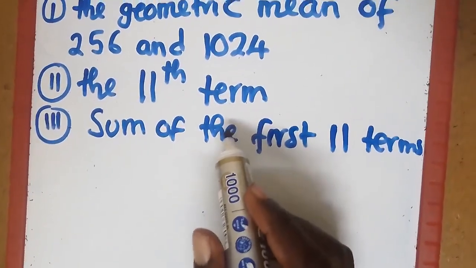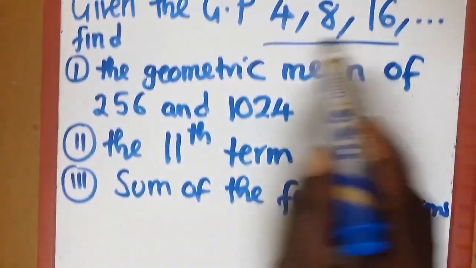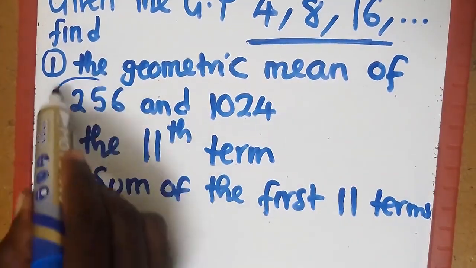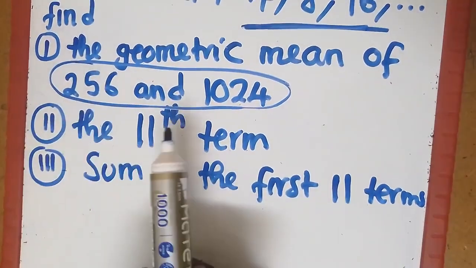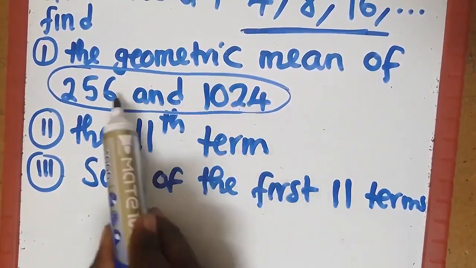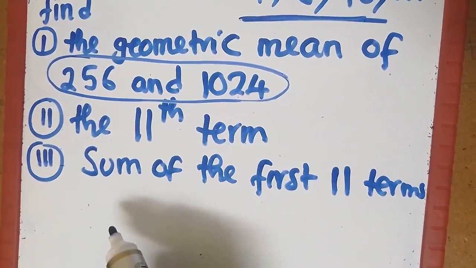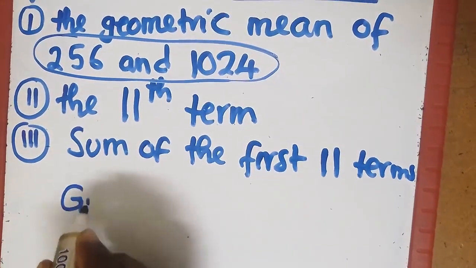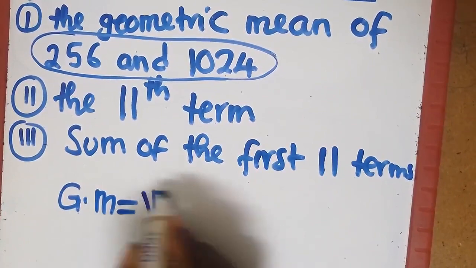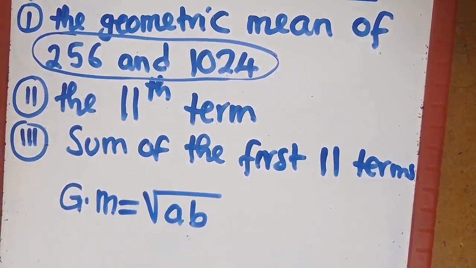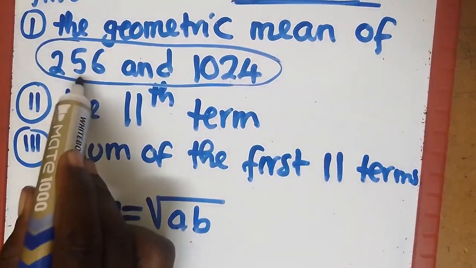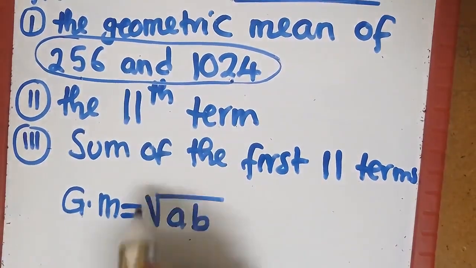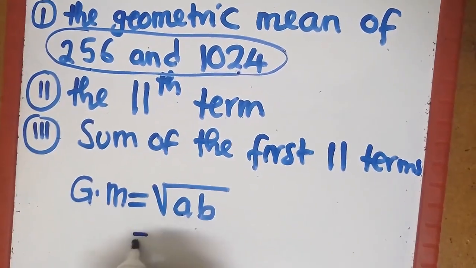The first thing you need to ask yourself is that you should not consider this thing which is given here. Have you seen? You are not supposed to consider that. The consideration should just be within these two numbers, because you want to find the geometric mean between them. So what's the formula for the geometric mean? The geometric mean is equal to the square root of AB. You just need to multiply these two numbers, then put them under a square root like this.